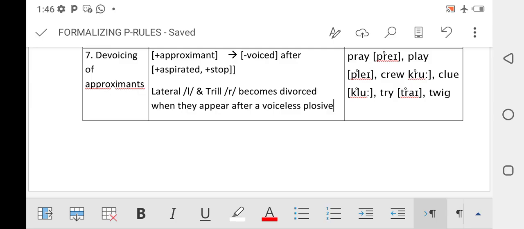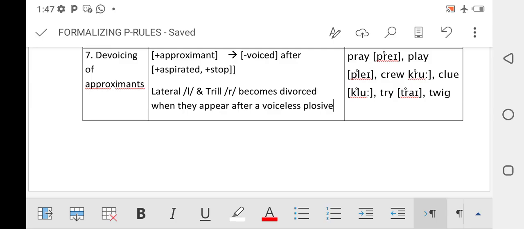Now it loses its voicing because it is occurring with p, which is a voiceless plosive. Now we have play, l, occurring with p. In the environment of play, l becomes devoiced because it is occurring with a voiceless p. Now r occurring with k in crew. Okay, in crew, it becomes devoiced. It loses its voicing when it occurs after k.